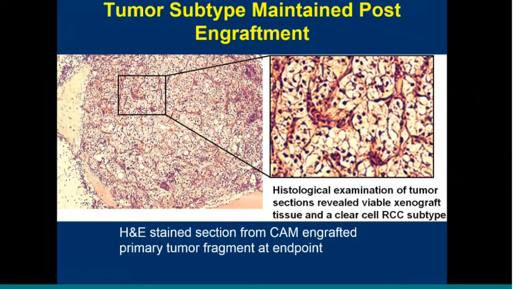One particularly compelling piece of evidence is that the tumor subtype is maintained post-engraftment. This is an H&E stained section taken from a primary tumor fragment that was engrafted into the CAM, taken at the study endpoint. So we'd already scanned this, and we extracted it and did histology on it. The histological examination revealed that there's viable xenograft tissue in the onplants, which we already knew because it was growing on the CAM. But it also noted that all the cells had a clear cell RCC subtype. So the type of cancer that's growing in the patient was also growing in the CAM. That's pretty strong evidence that, phenotypically, these cells are similar to what they would be in the patient itself.